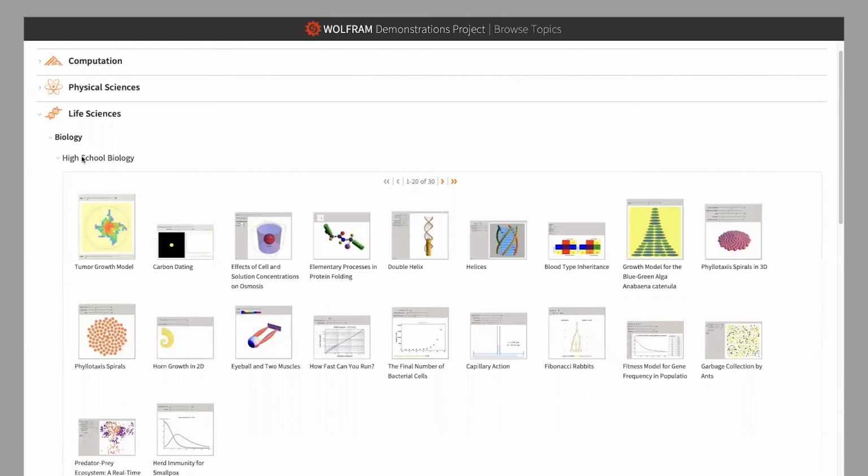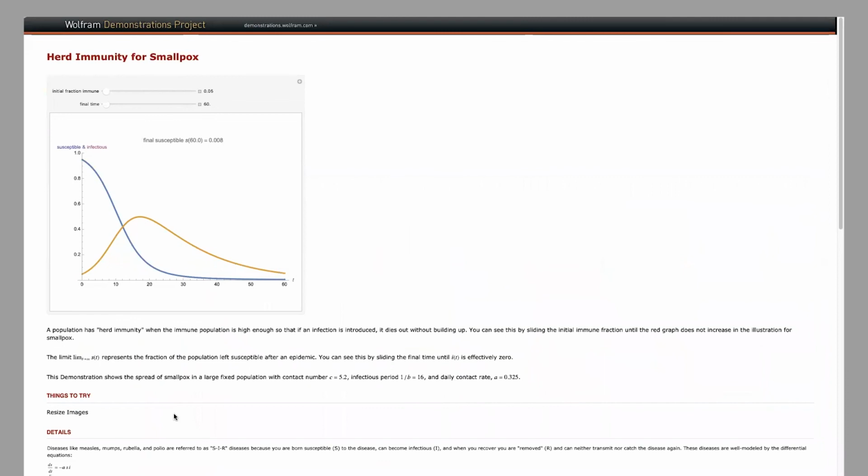And the question you were just talking about would be something such as herd immunity, right? This is already built in essentially, and you can start adjusting the sliders and look at how those two numbers, such as your final time and your initial fraction of immune, affect the outcome there. And there are also ones in the SIR model as well.